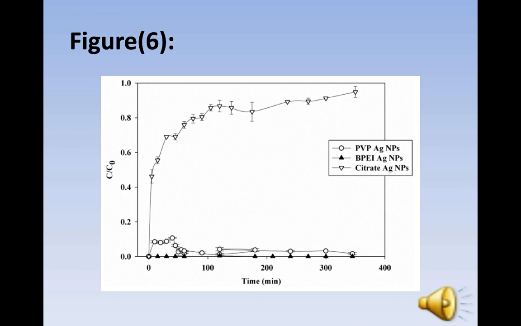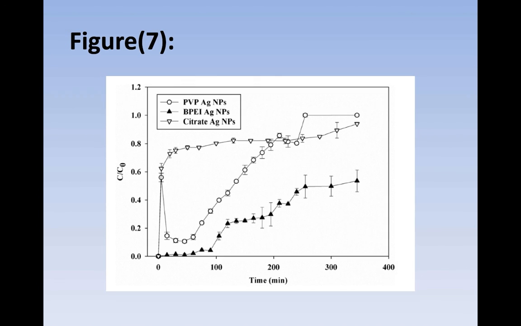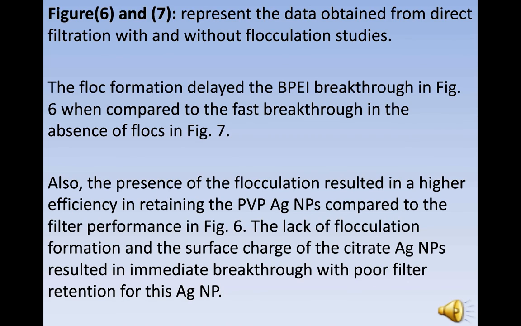In this figure and the following figure on the next slide, we represent the data obtained from direct filtration studies with and without flocculation. When we compare figure 6 with figure 7, we show that the flocculation formation delayed the BPEI breakthrough in figure 6 when compared to the fast breakthrough in the absence of flocculation in figure 7. Also, we mentioned this information in figure 6 above.